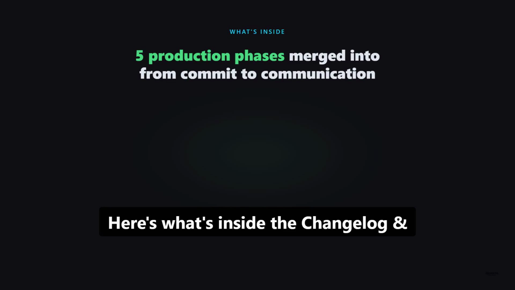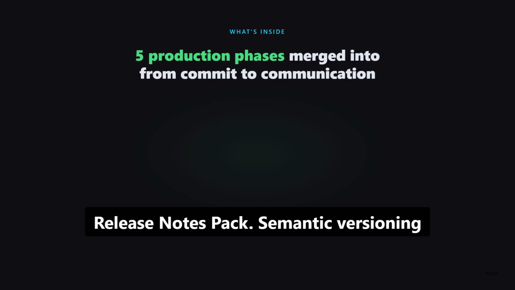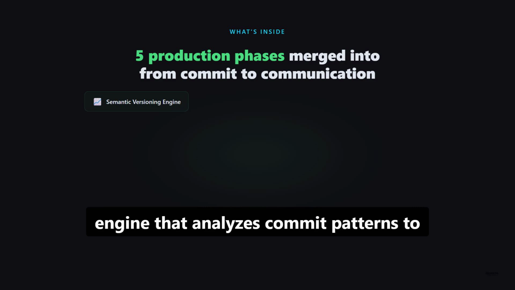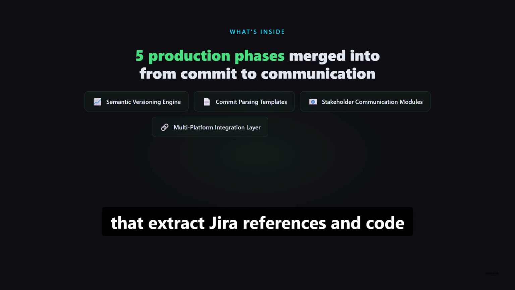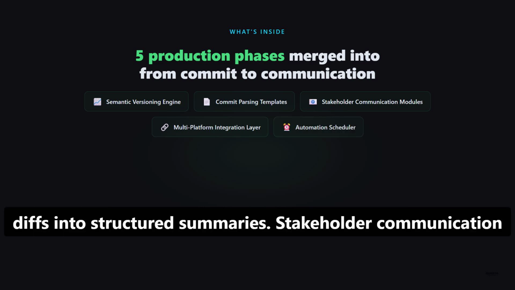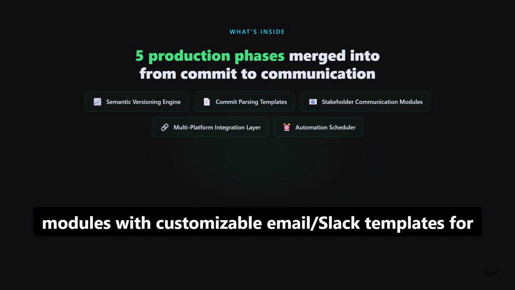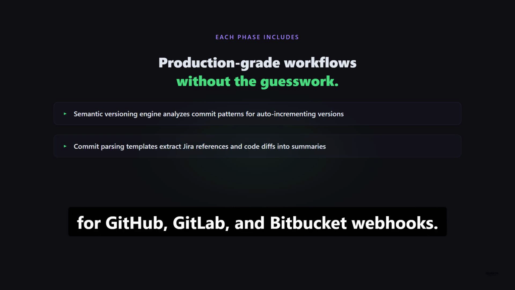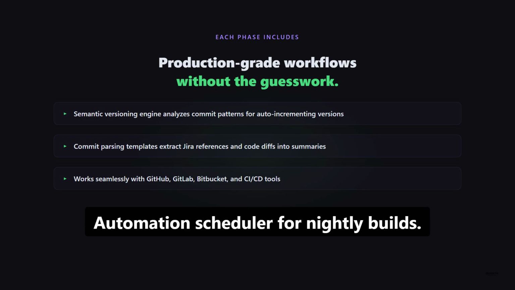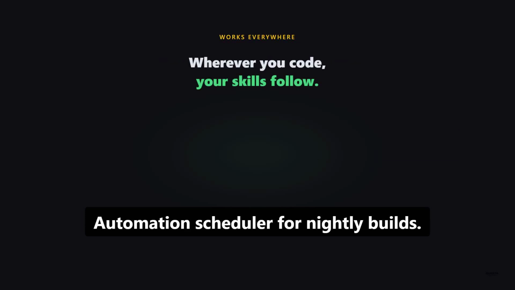Here's what's inside the changelog and release notes pack. Semantic versioning engine that analyzes commit patterns to auto-increment version numbers. Commit parsing templates that extract Jira references and code diffs into structured summaries. Stakeholder communication modules with customizable email and Slack templates for devs, QA, and execs. Integration layer for GitHub, GitLab, and Bitbucket webhooks. Automation scheduler for nightly builds.